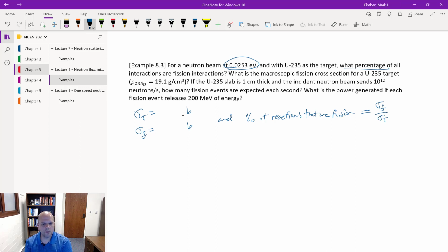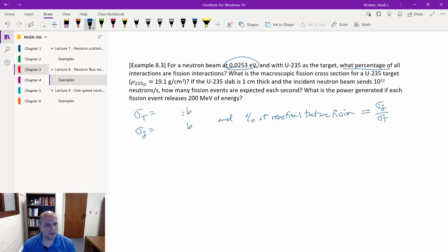So we'll go look that up in just a second, but conceptually that's what we're doing. We just need to know those numbers. We take the ratio of them, and we see how much is due to fission. But let's read the rest of the sentence and just ask ourselves what else we are looking for here, and then we'll go look up those values.